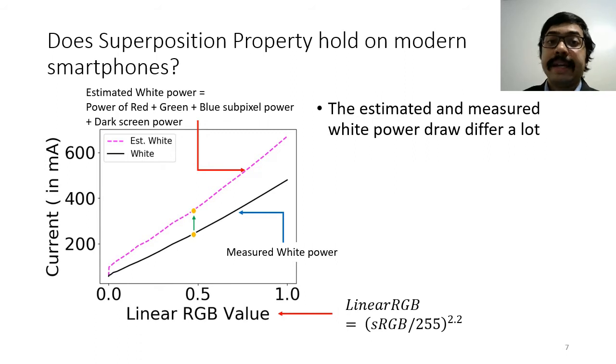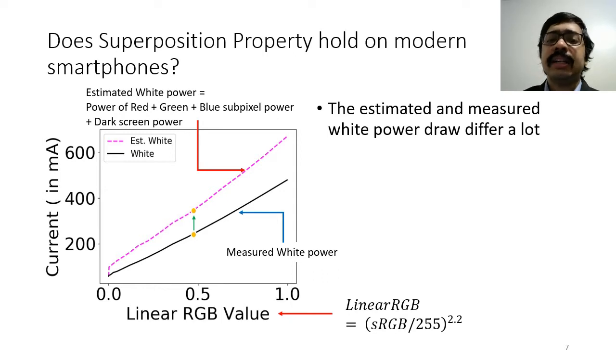Due to the gamma correction, the subpixel power draw is nonlinear in standard RGB scale. We transform the standard RGB into a linear format known as linear RGB, in which the subpixel power draw is linear. The estimated display power for white color is shown by the dashed magenta line.